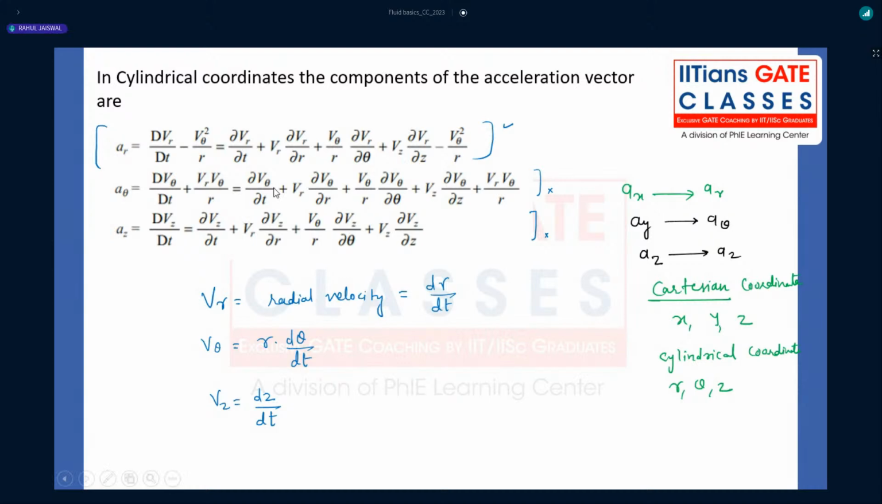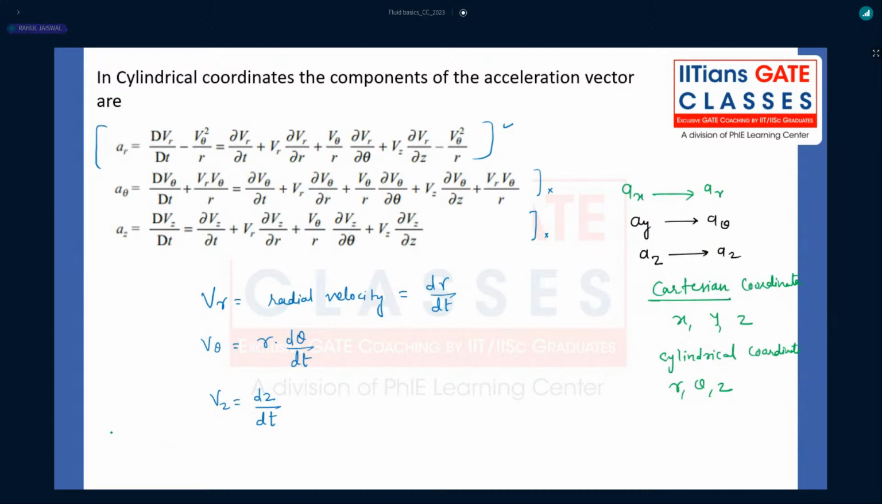So these are the cylindrical coordinate system quantities. All of you have noted down this vr, v theta, and vz. Now, I told you we have to remember only ar. No need to remember the formulas for a theta and az. You can see very easily that it is a very lengthy formula, right?